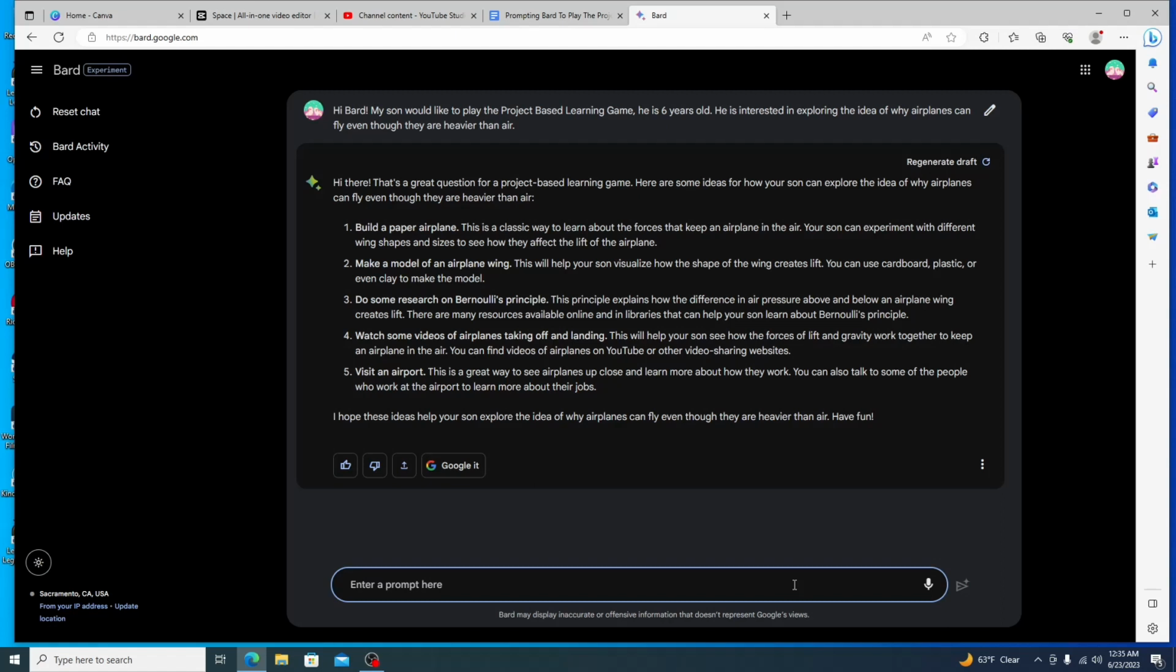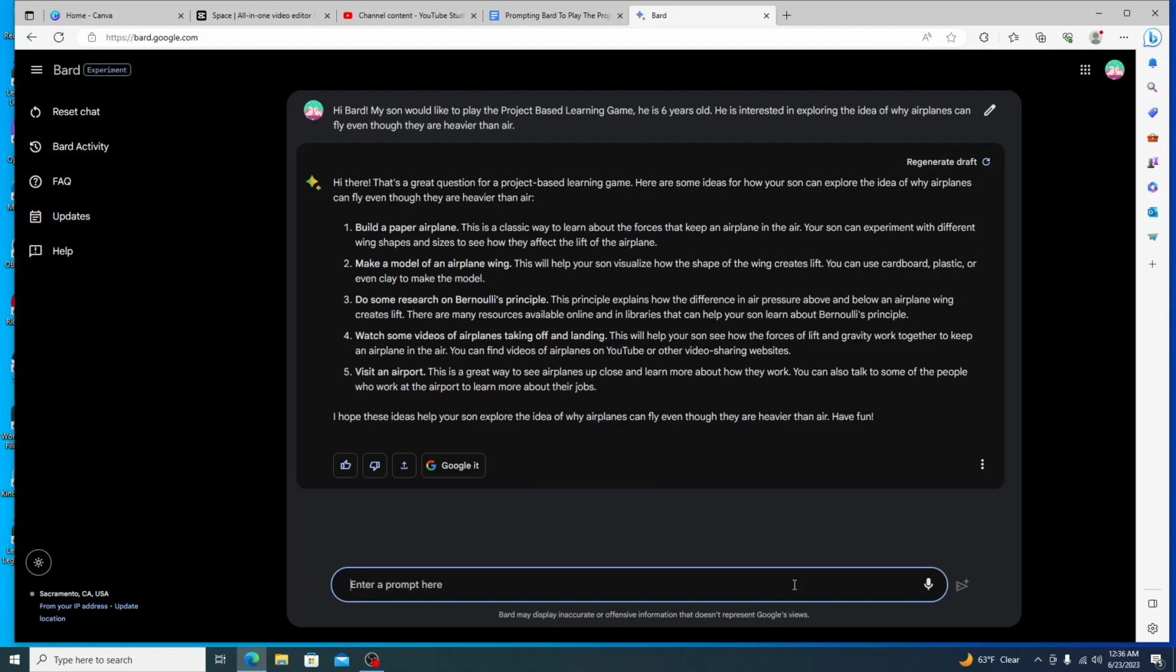5. Visit an airport. So it lists out different things that we can do and different experiments that we can do to explore this idea in project-based ways and learn more about exactly why an airplane flies. At this point, we can perform these experiments and then come back and ask questions, or we can ask questions and explore further within this concept.